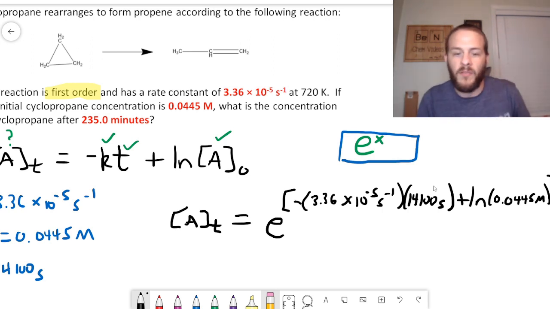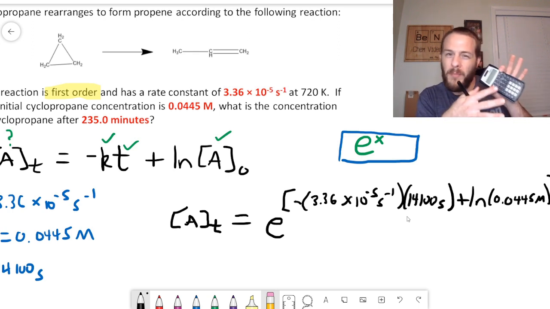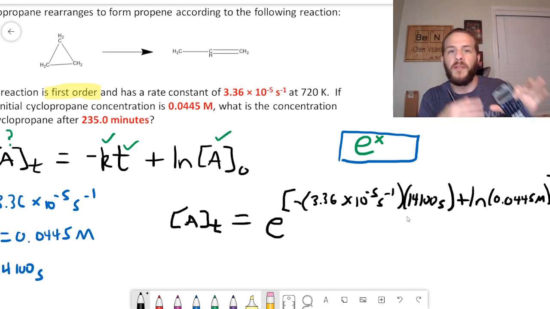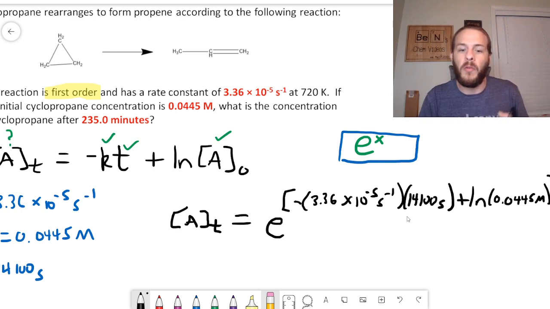You can literally type this whole thing, e to the negative product of 3.36 times 10 to the minus 5 and 14,100, plus the natural log of 0.0445, all on one line. You can scroll back and look at your entries, and it'll remember your previous entries so you can scroll up, look at what you've typed, and substitute things accordingly. So I'm going to go ahead and perform this calculation in my calculator.